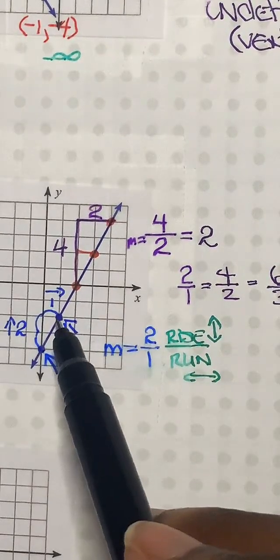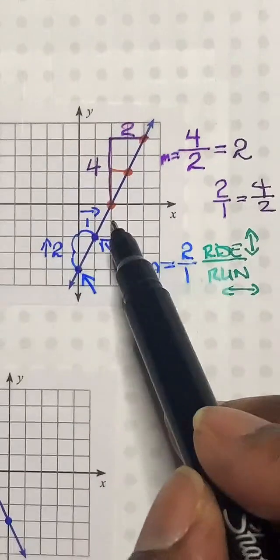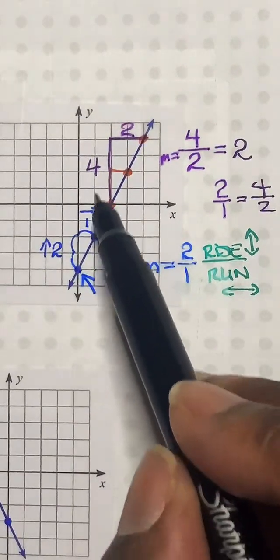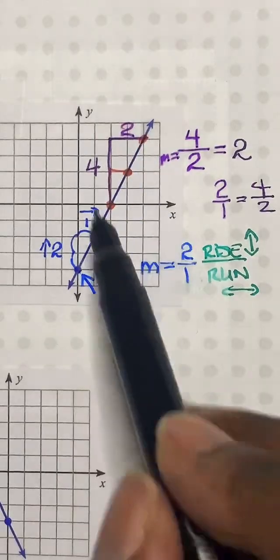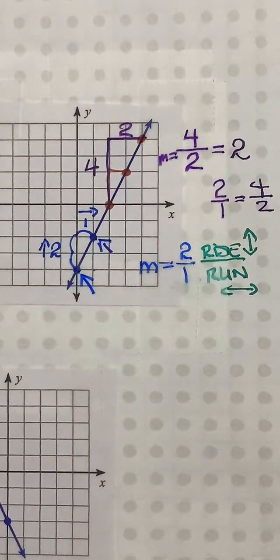And that'll be this point down here. Okay, so I would go up 6 and then over 2, something like that. Okay? All right.